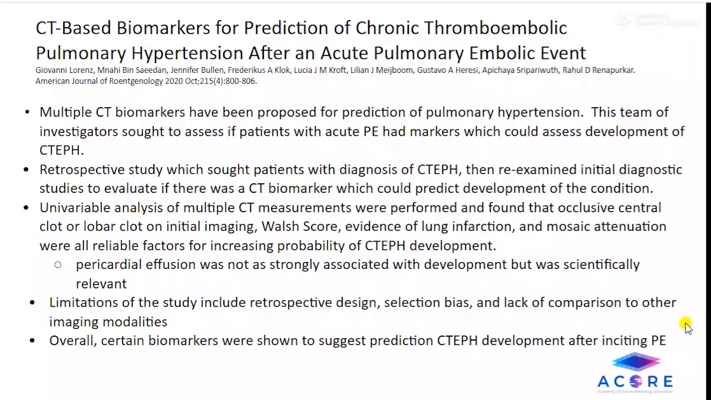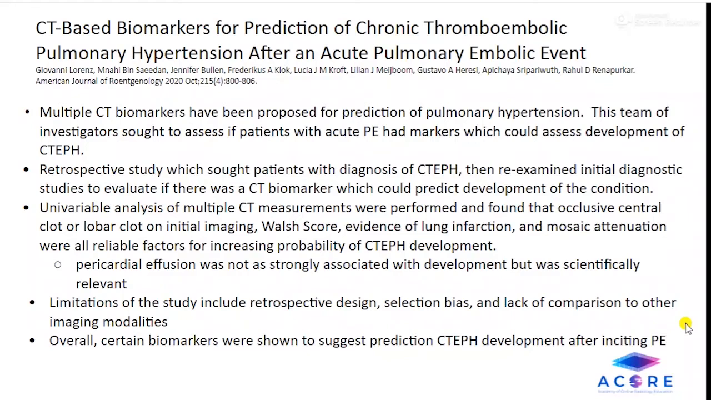Our final article is titled CT-Based Biomarkers for Prediction of Chronic Thromboembolic Pulmonary Hypertension After an Acute Pulmonary Embolic Event. This is from an article from the recent iteration of the American Journal of Roentgenology in October. Researchers from the Cleveland Clinic, Leiden University in the Netherlands, and Arusian University in Thailand investigated the role of CT-based markers and their predictive value for developing chronic thromboembolic pulmonary hypertension after an acute pulmonary embolism.